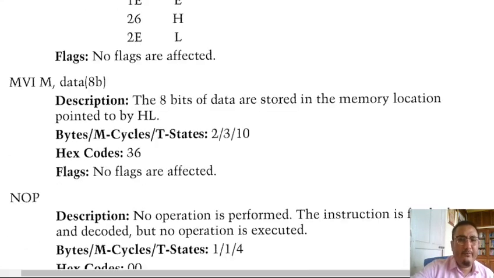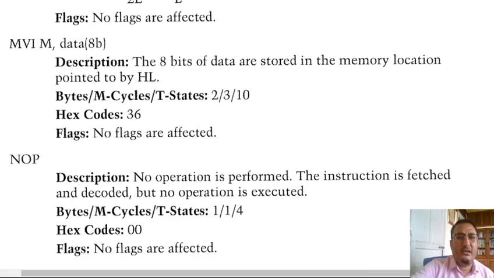Now MVI M comma data, 8-bit data. So what does this particular instruction do is the 8-bit immediate data is moved into the memory location pointed to by the HL pair. So here 8-bit immediate data is moved onto the address location pointed to by the HL pair. Now bytes, machine cycle, and T states requirement. It requires 2 bytes, 3 machine cycles, and 10 T states. Now hex code associated is 36, and flags, none of the flags are affected.